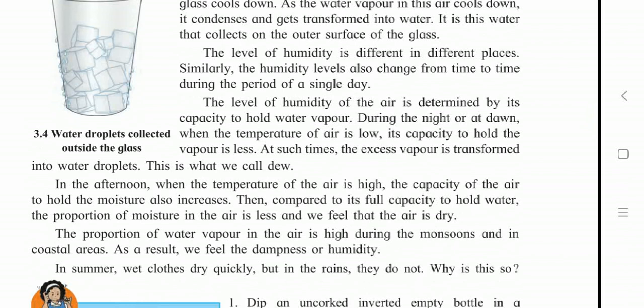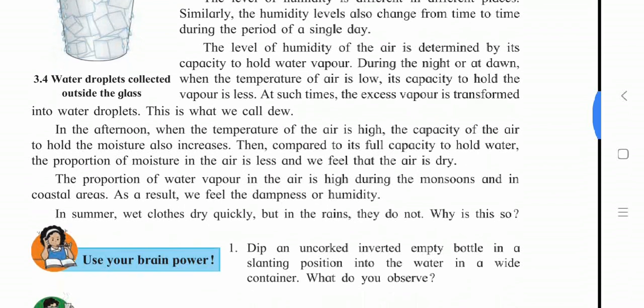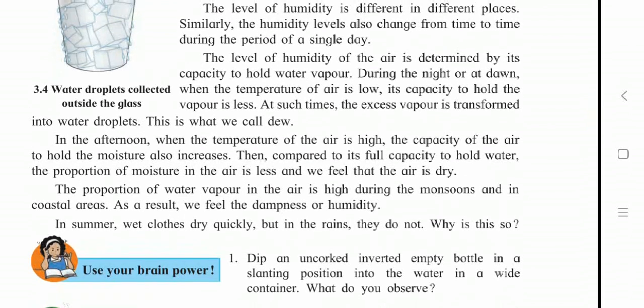In summer, wet clothes dry quickly, but in the rains, they do not. Students, use your brain power to give these answers. See, students, the air available surrounding us depends on temperature. Maybe that air is cool or maybe that air is hot.